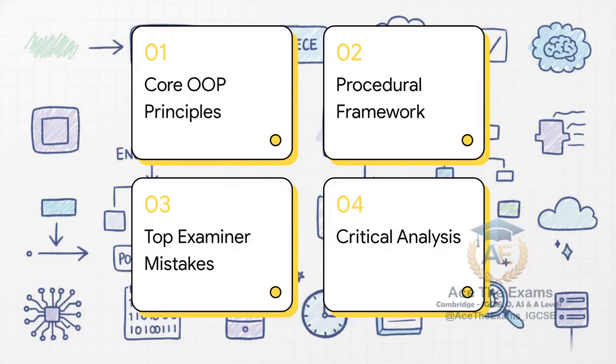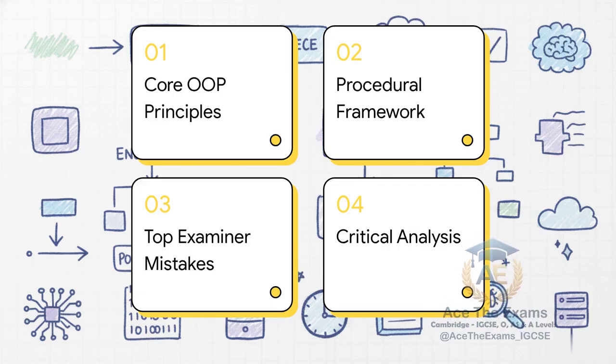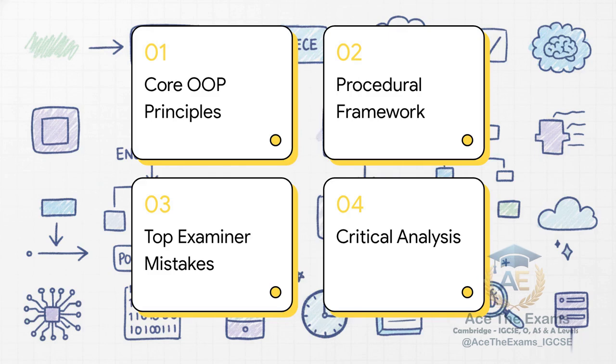We have 4 key sections today. First, core OOP principles. Second, the procedural framework, where we actually decode the questions. Third, top examiner mistakes, where we look at the traps. And finally, critical and comparative analysis.